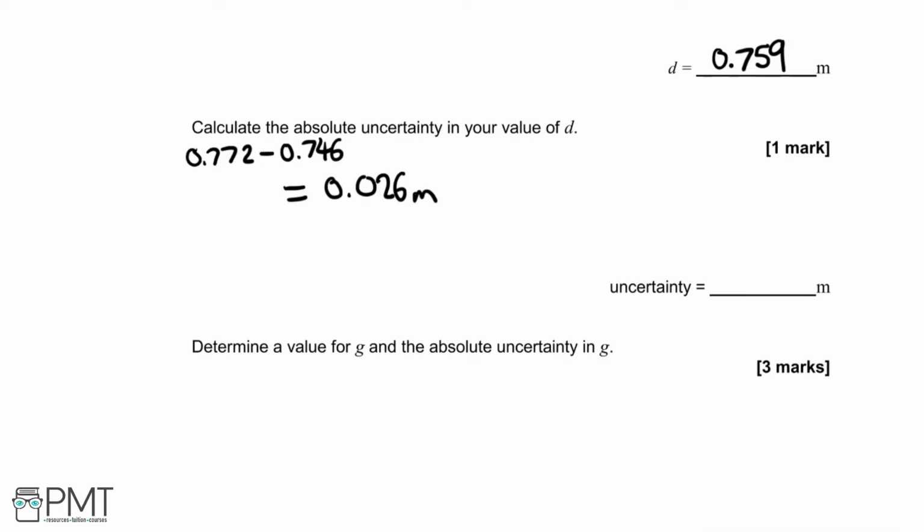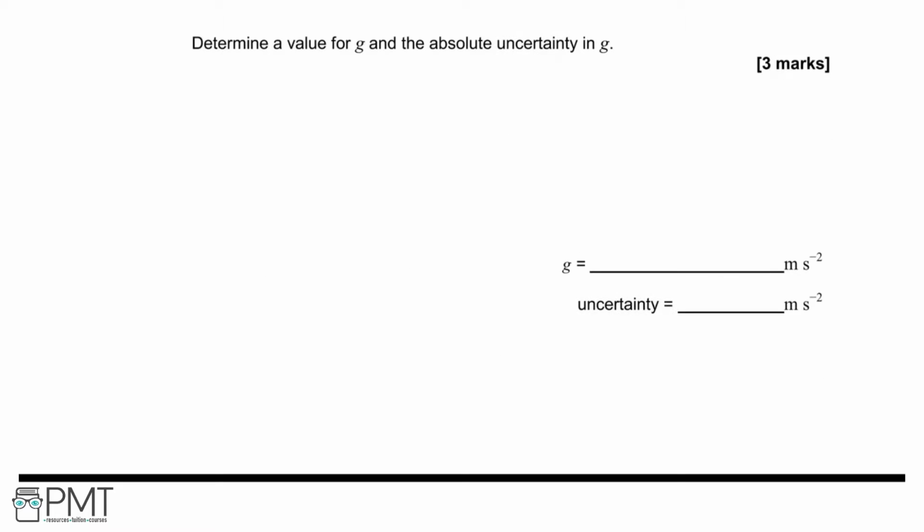So the absolute uncertainty is going to be the distance from the center point between those two values and the most extreme. So it's going to be half of that value. So 1 mark for that one.